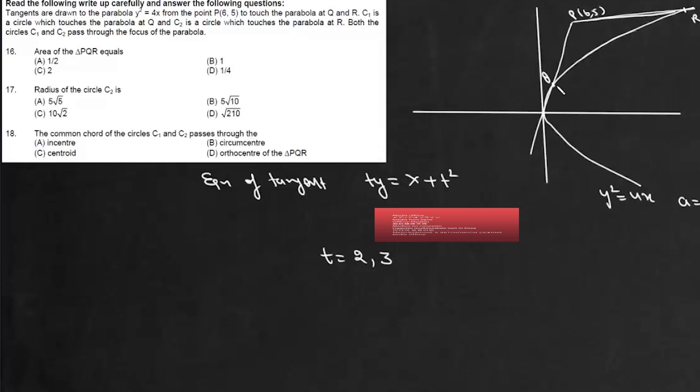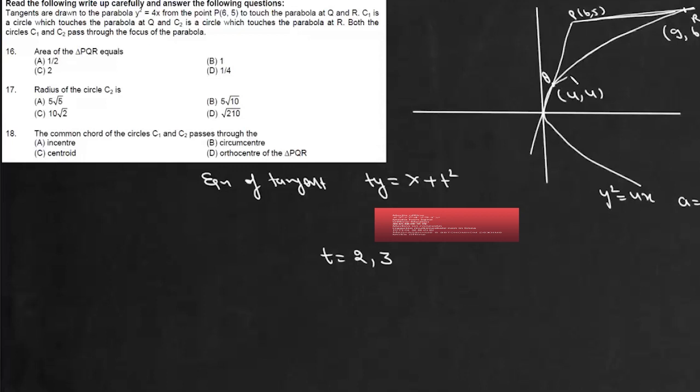So the coordinate of this point Q will be (at², 2at), which is (4, 4), and for this point R, it'll be at t equals 3, (9, 6). So the two points are (4, 4) and (9, 6).